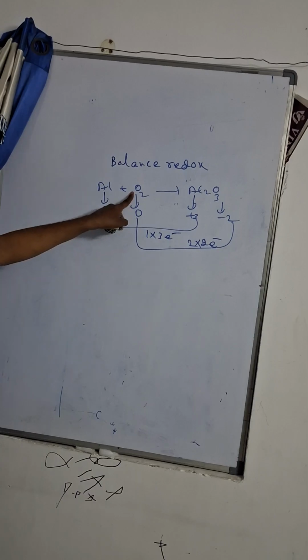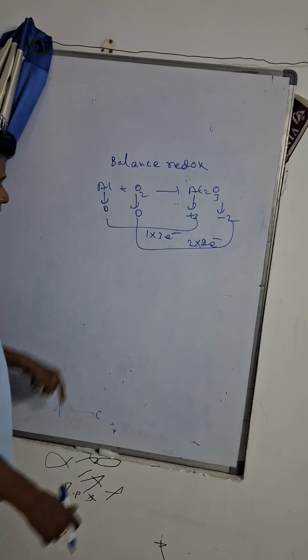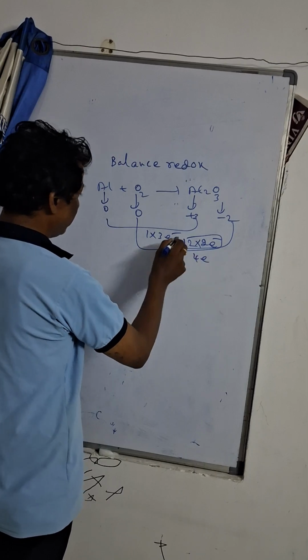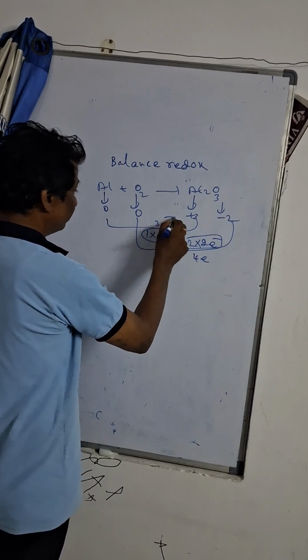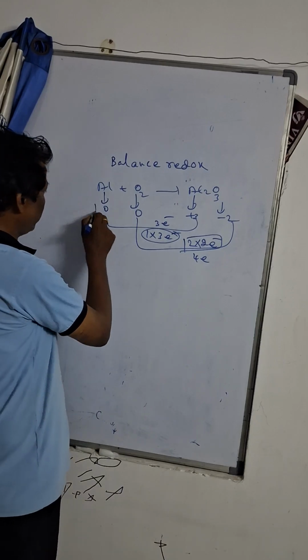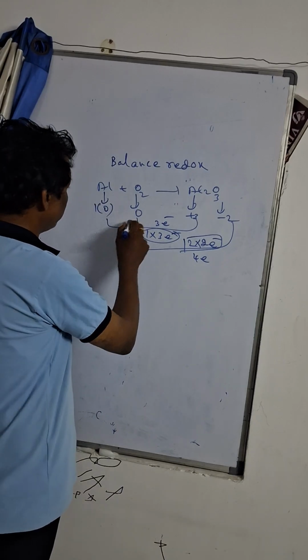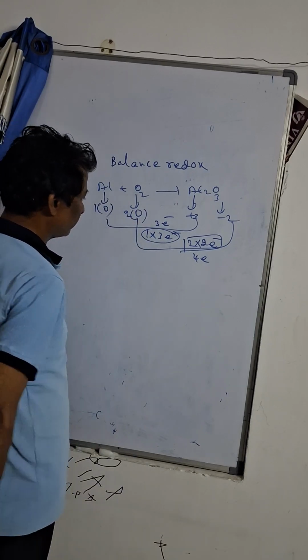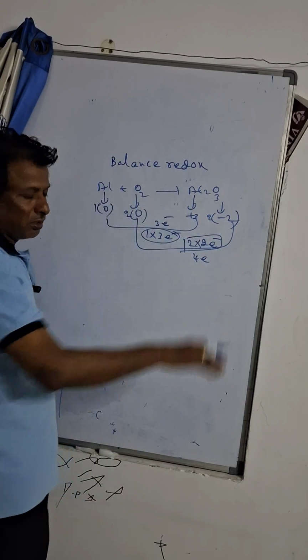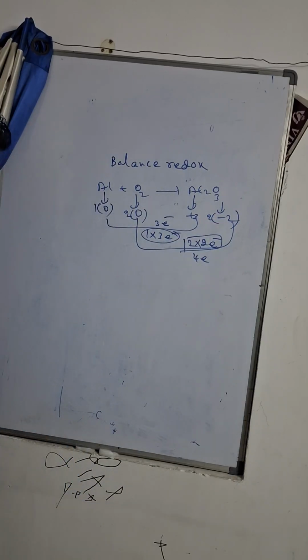Here how many oxygens? 2 oxygens. 2 into 2, 4 electrons. Okay, 1 into 3, 3 electrons. How to equalize this? 1 aluminum, 1 into 0. 2 oxygens, 2 into 0 to minus 2. See, always focus on the left hand side, not on the right hand side.